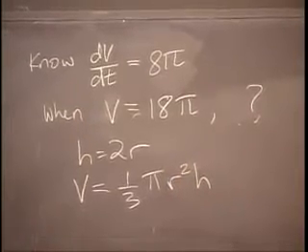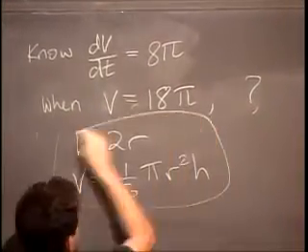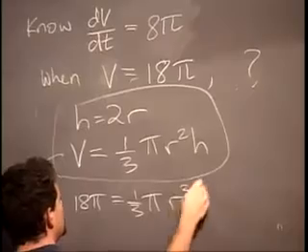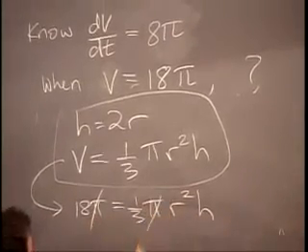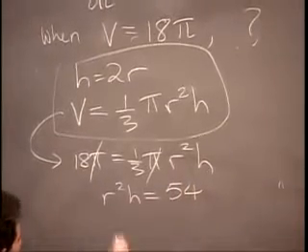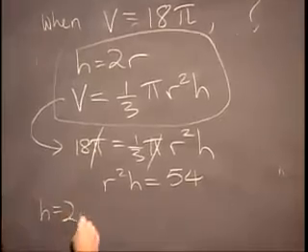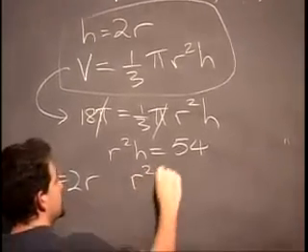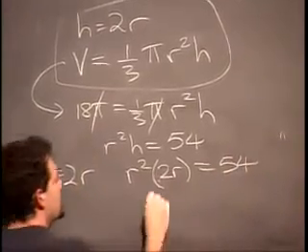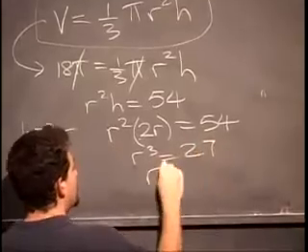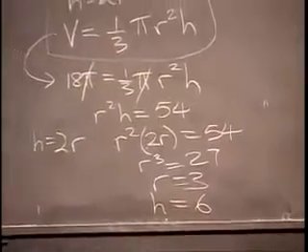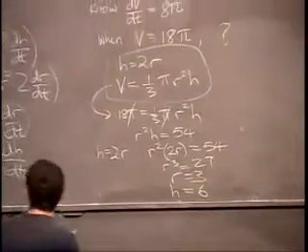So when V equals 18 pi, we have 18 pi is 1/3 pi r squared h, which simplifies down to r squared h equals 54. But h equals 2r. So this means we get r squared times 2r is 54. This is 2r cubed. So r cubed is 27. r equals 3. And of course, h is equal to 6 because it's 2r. So at the moment we're interested in, r is 3 and h equals 6.